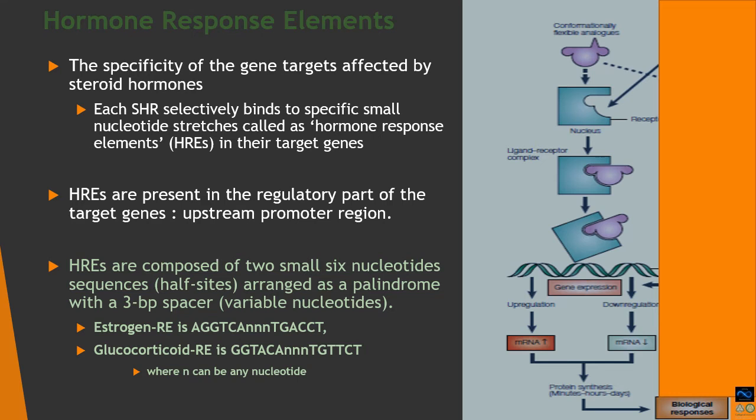Similarly, for the glucocorticoid response element, the palindrome flanks the 3 base pairs on either side. The N, which is the 3 base pairs, can be any variable nucleotide. So this response element is a part of the promoter region of the target genes which are to be under the influence of these steroid hormone receptors, and hence steroid hormone receptors will function as transcriptional activators in the presence of the hormone. When the hormone is present, the transcription is meant to be at a higher pace.